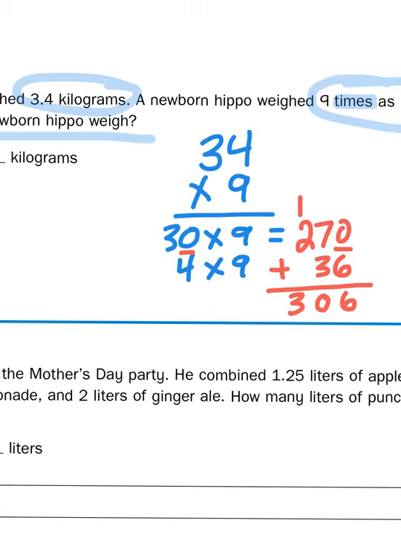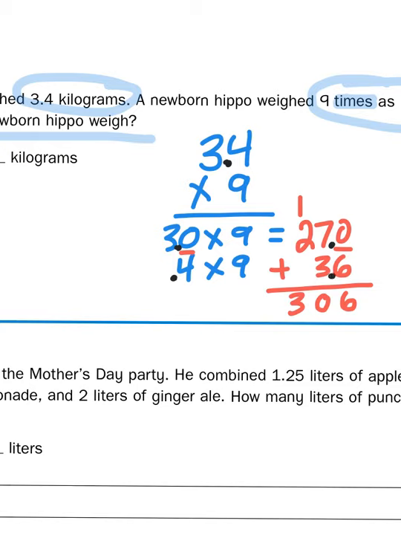Now, let's look at that same problem again, but this time we're going to involve a decimal. The decimal between the 3 and the 4. So what that does is that now changes 30 into 3.0, and it changes 4 into 0.4. So 3 times 9 is 27. So 3.0 times 9 is going to be 27.0. And then 0.4 times 9 is going to give me 3.6.